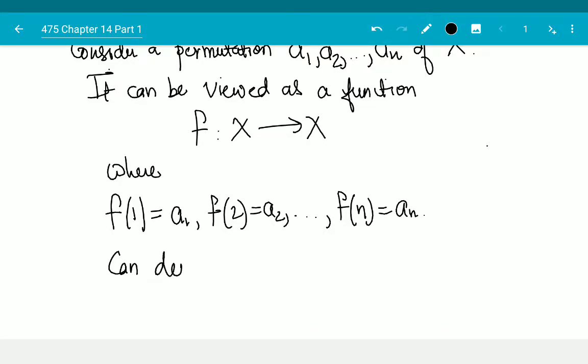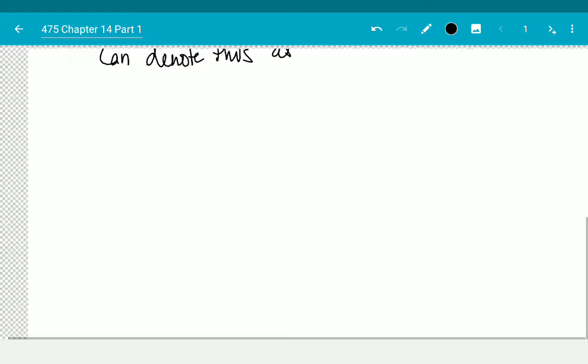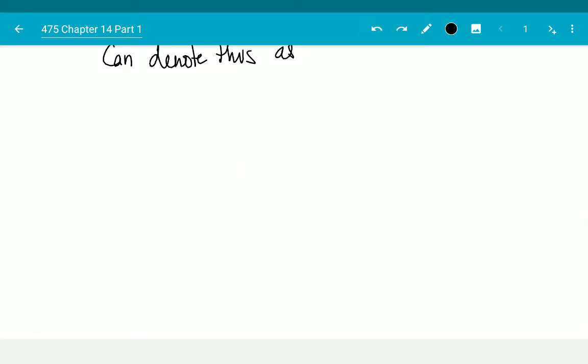as 1, 2, dot dot dot, n over a1, a2, dot dot dot, an, right? Where a1 is the first one, a2 is the second one, that way. So even if I write random numbers, that should tell you what the value is.